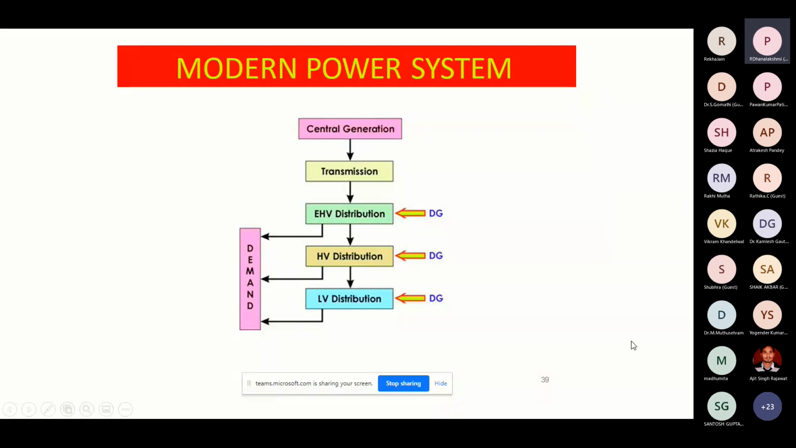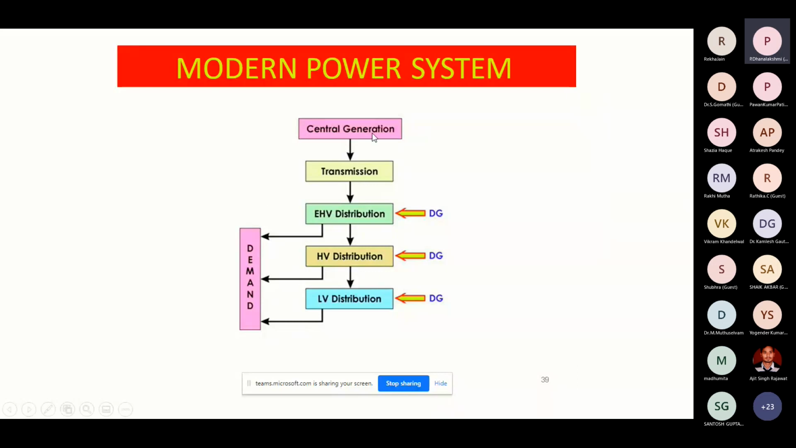The earlier power system was simply a radial feed network, which consists of a centralized generation, then the high voltage transmission, and then distribution at EHV level or HV level and LV level. At LV level, mostly the household loads are there. At HV and EHV levels, the connected loads are industrial loads. So all these are basically feeding the loads, which is the power demand by the consumers.